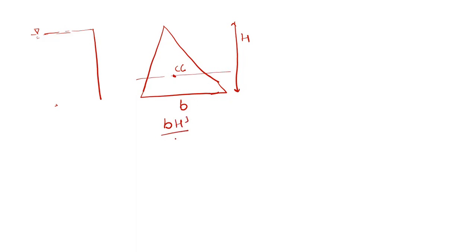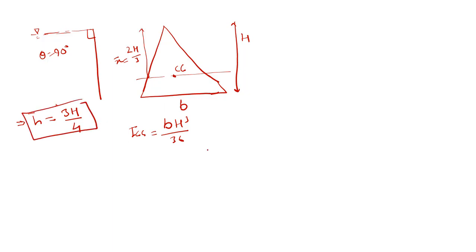BH cube by 36 for the triangle. The CG height will be 2h upon 3, that is x bar, and theta equals 90 degrees, right? So in that case, h bar will come out to be 3h upon 4. You solve it at home. If you have any problem, you can tell me. Okay. So next problem.